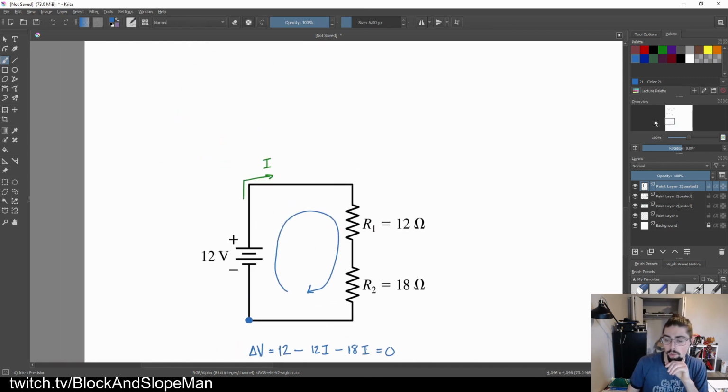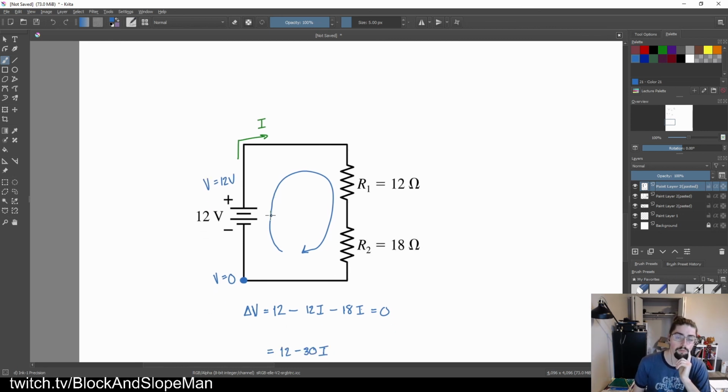Because as I'm going through this thing, through the battery, I'm going from the negative side to the positive side. So if I said that V is equal to 0 right here, if V is equal to 0 right here, we're starting at 0, we're going up to 12 volts right here. That's why it's a positive 12, because we're going along the battery in our loop.